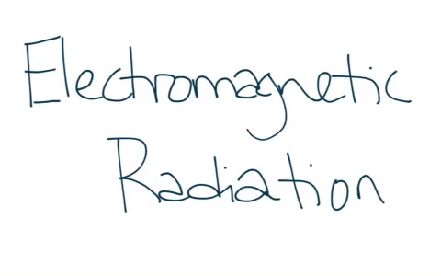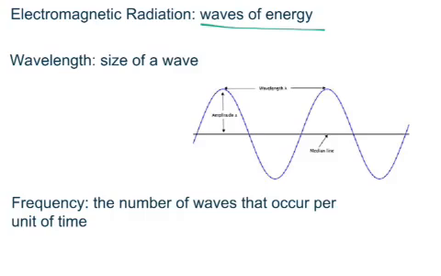Although it seems like a strange place to start, we're going to begin our unit on electrons with a review of electromagnetic radiation that we will tie into the electron cloud later. So electromagnetic radiation is just waves of energy. We've talked about gamma rays so far with nuclear reactions, but electromagnetic radiation also includes visible light, infrared, microwaves, X-rays, things that you've heard of before.